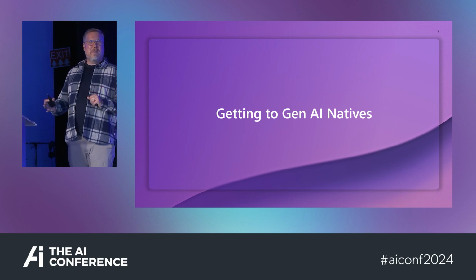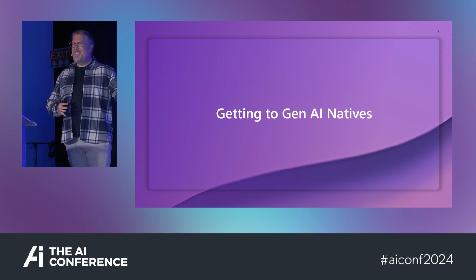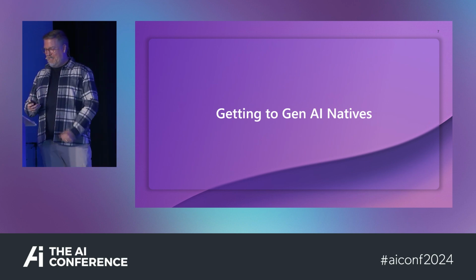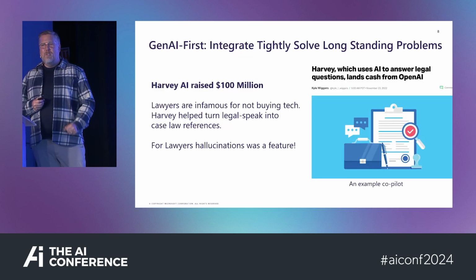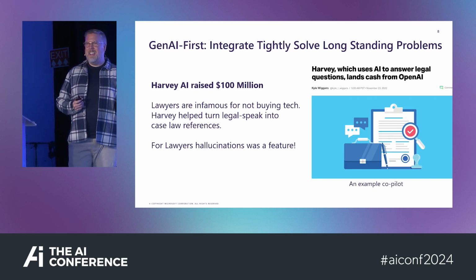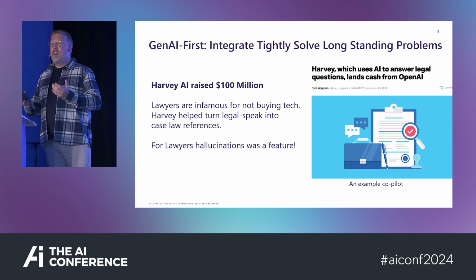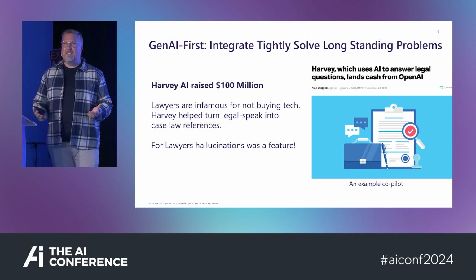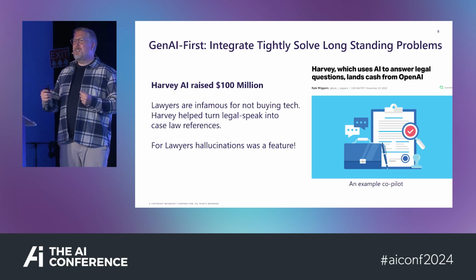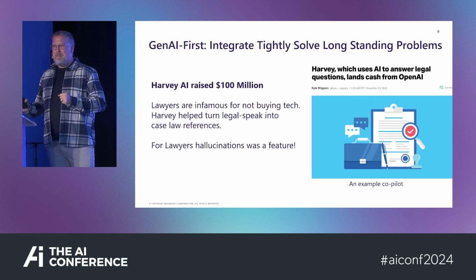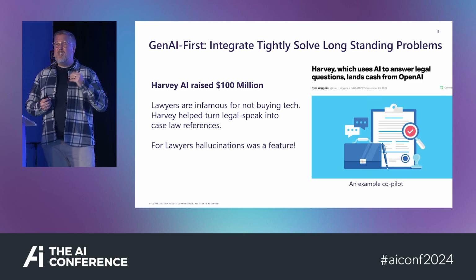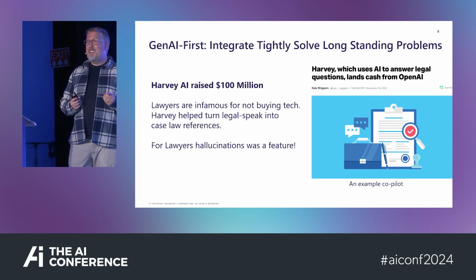So how do we get from this great era of copilots to great native applications? One amazing company, and there are many in this presentation, is Harvey AI. They solved this really long-standing problem that lawyers face, which is, how do I go through tens of thousands of legal documents and somehow use legal speak to find the document that I'm looking for? And this has been a really hard problem. And lawyers are a really difficult audience to sell technology to.